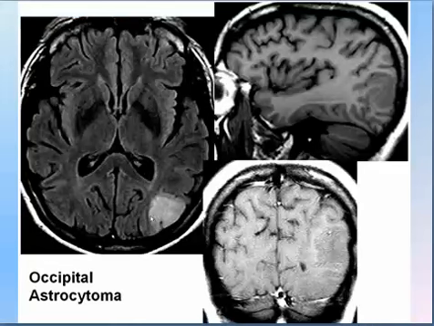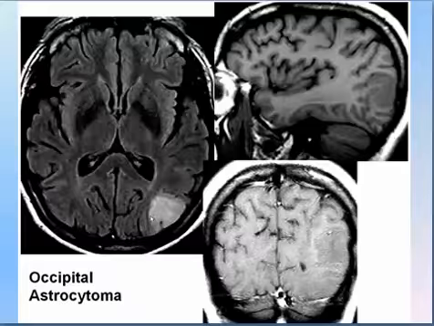Now here, the lesion is posterior to the occipital horns. The lesion is on the left. The lesion is more posterior than the parieto-occipital sulcus. Thus, it is in the occipital lobe and proved to be astrocytoma.